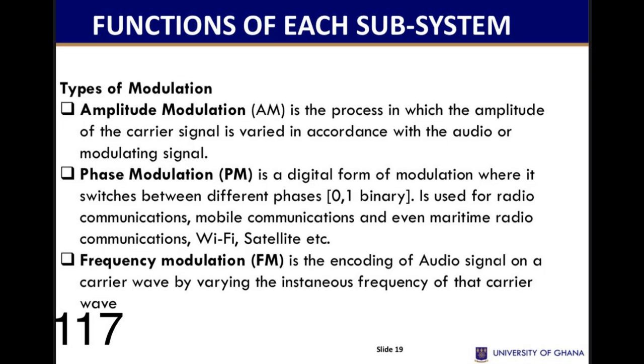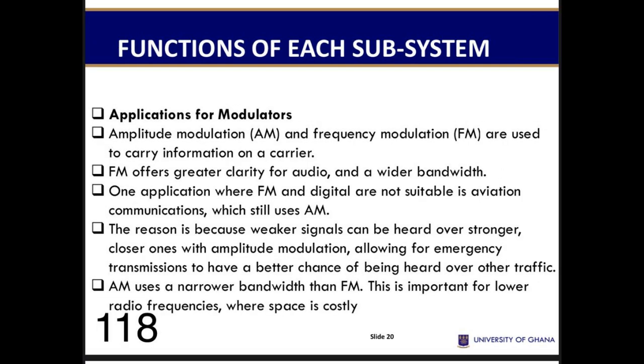Types of modulation. Amplitude modulation, AM, is the process in which the amplitude of the carrier signal is varied in accordance with the audio or modulating signal. Phase modulation, PM, is a digital form of modulation where it switches between different phases, 0, 1 binary. It is used for radio communications, mobile communications, and even maritime radio communications, Wi-Fi, satellite, etc. Frequency modulation, FM, is the encoding of audio signal on a carrier wave by varying the instantaneous frequency of that carrier wave.